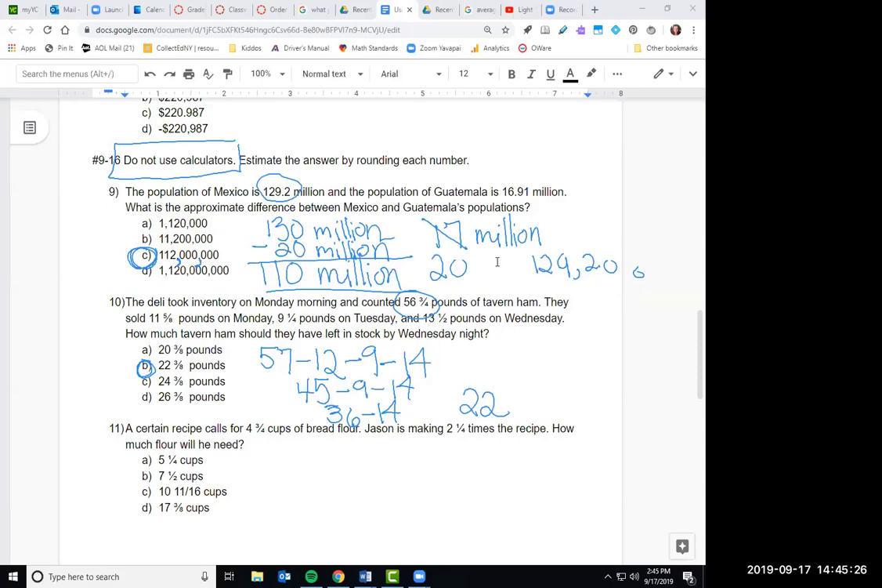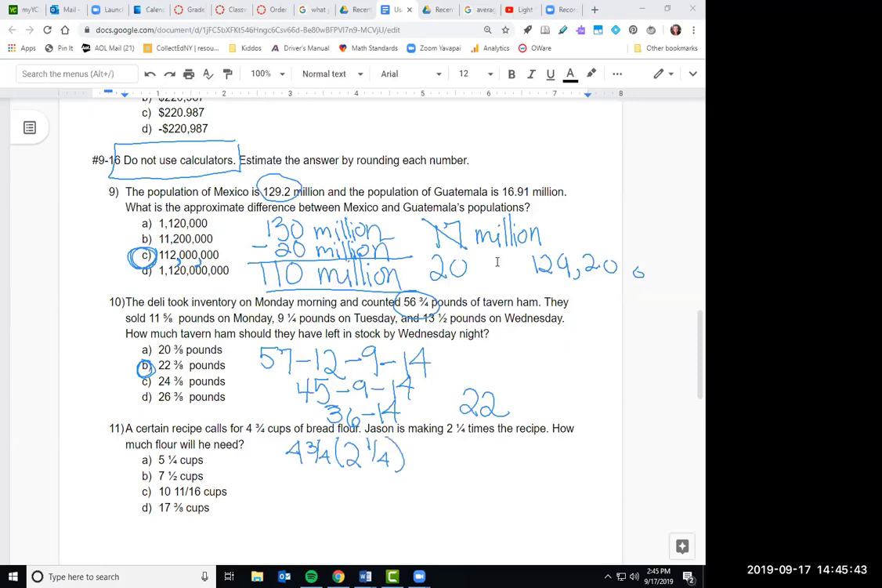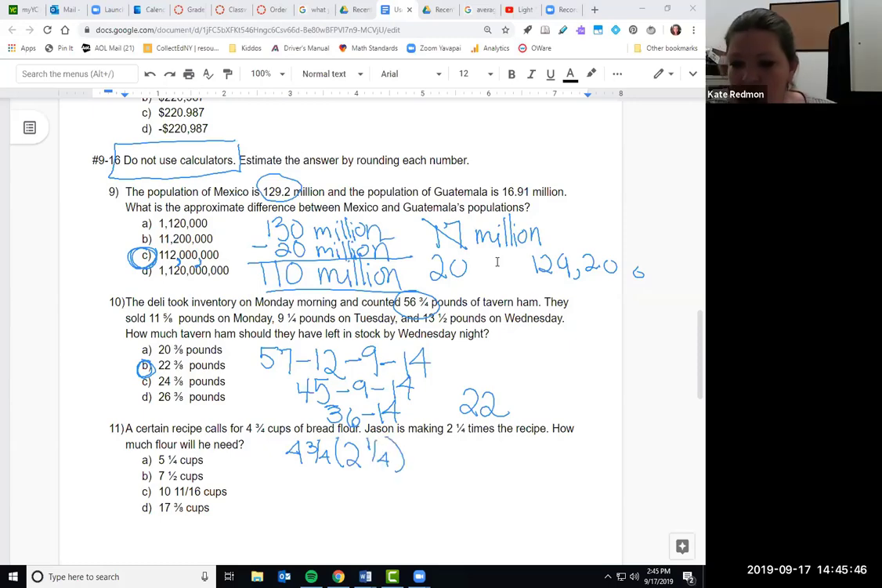Because he's making 2¼ times the recipe. Yeah. Anytime you do something multiple times, even if it's a scary fraction, it is a multiplication problem. So if I was doing this for an exact answer, I would want to do 4¾ times 2¼. Again, you can do that in your GED calculator. You can do that by hand. There's nothing wrong with an exact answer.